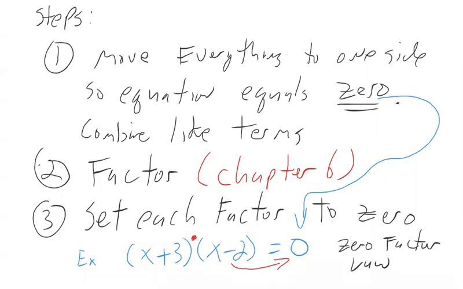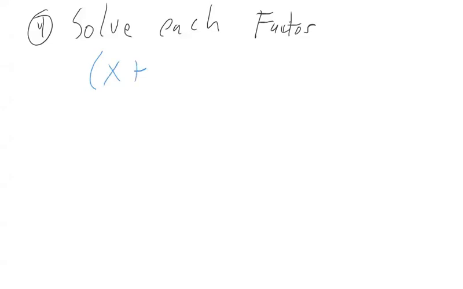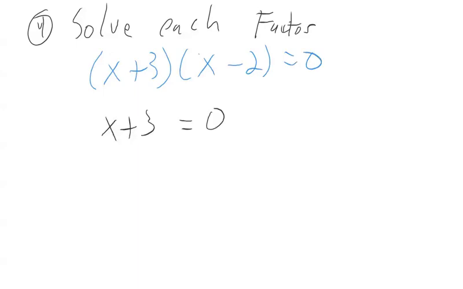All right, and then we go on to step 4: solve each factor. So what did I just have? x plus 3, x minus 2 equals 0. So what I do is I take each one and I set them equal to 0. And then I just solve. So minus 3 minus 3, x equals negative 3.